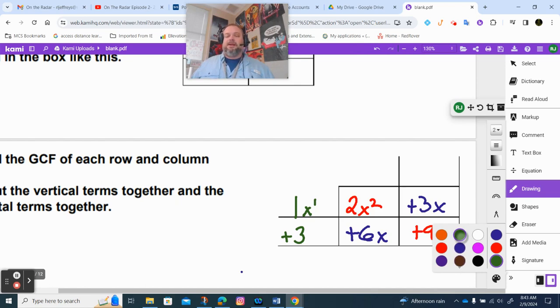All right. Now, that was the rows. Let's do the columns. I'm trying to find a decent, I guess brown. What's the biggest number that will divide 2 and 6? 2. Yes. It is going to be 2x because x to the first is our smallest power in this column.